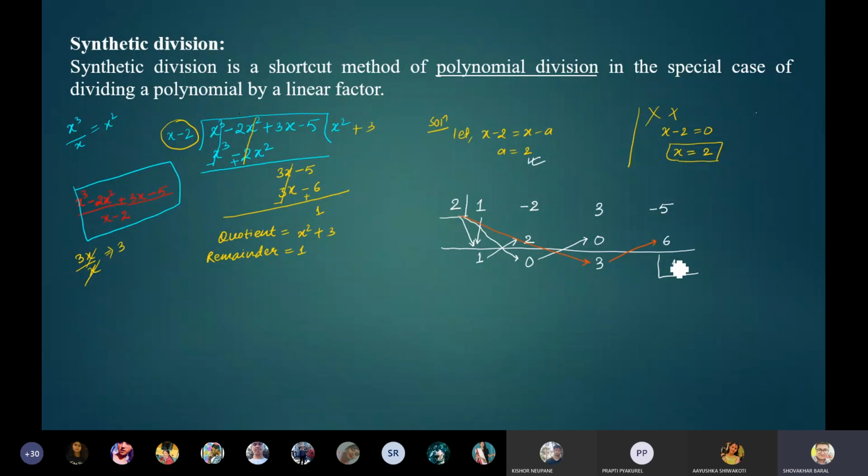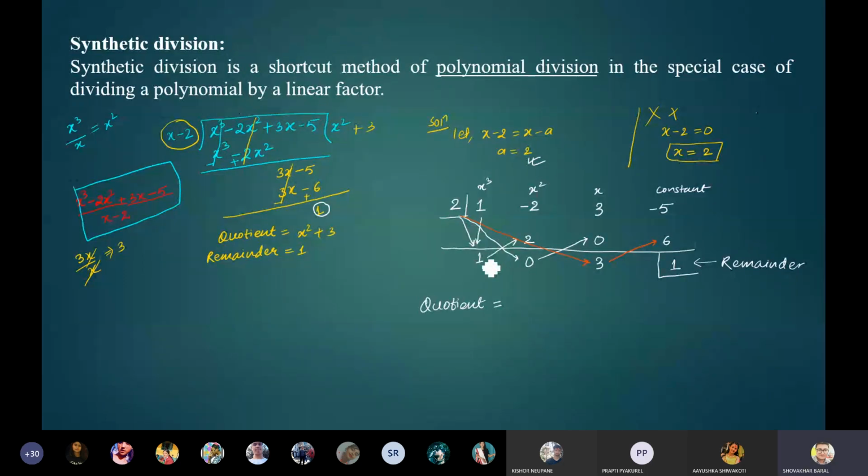Now let me write the quotient and the remainder. See here, just write it in the bracket. This is the indication of the remainder. In the earlier long division process, the remainder was 1. So we have got the remainder 1 here. Now let me write the quotient also. Be very careful to understand this one. This is 1, so it was the coefficient of x cube. The minus 2 was the coefficient of x square, and 3 was the coefficient of x, and this was the constant. So let me write the quotient now.